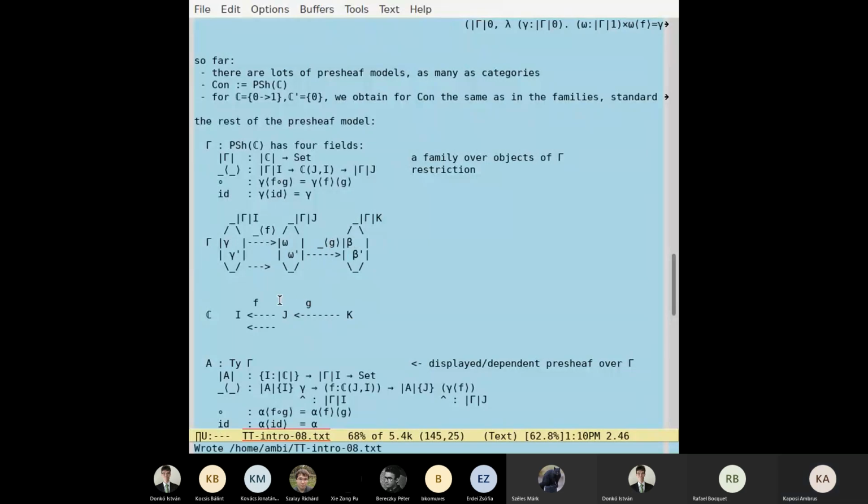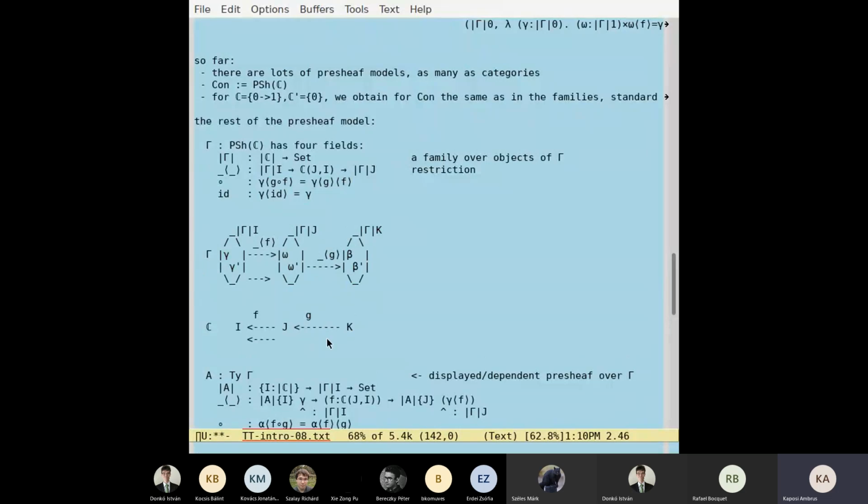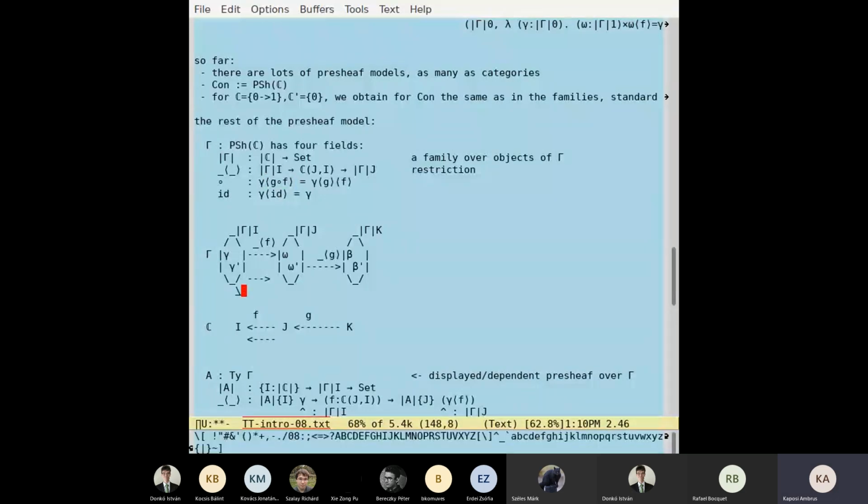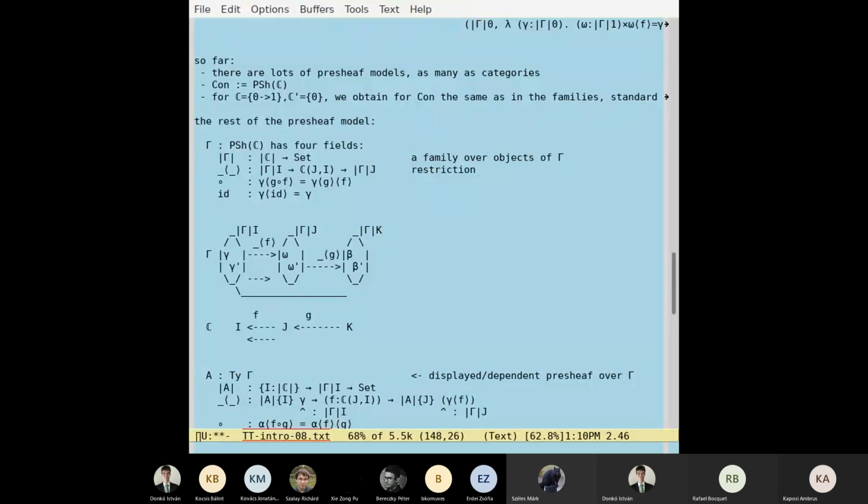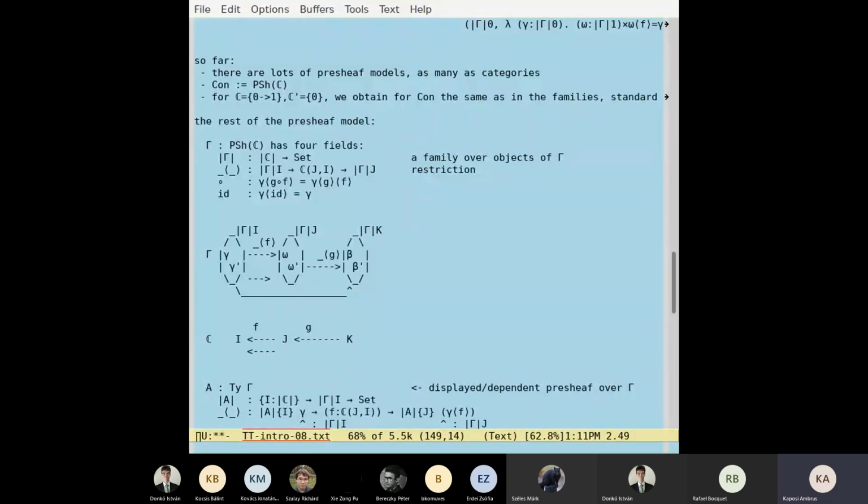Okay. And sorry, it also doesn't match because of this. Here I just changed the notation, but yeah, it means the same. And now it will match what I use in the drawing. So I can compose f and g, and then I get a function from gamma I directly to gamma k, and this is what I write as f compose g, right?